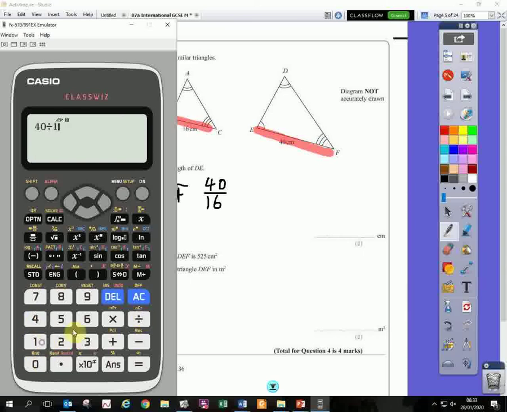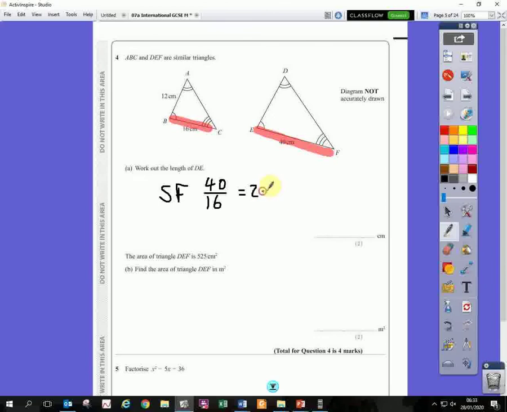So 40 over 16, that's 2.5. So it tells you the lengths on the triangle on the right hand side are 2.5 times the size of the lengths on the triangle on the left hand side. So you want to work out DE, which corresponds to the left hand side of the triangle. We just need to do 12 times 2.5, and that gives us 30.